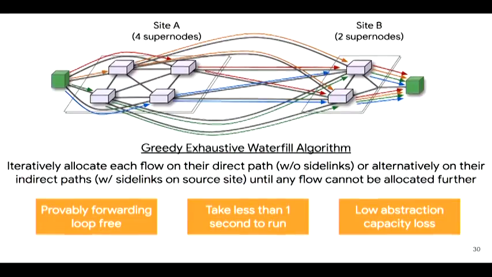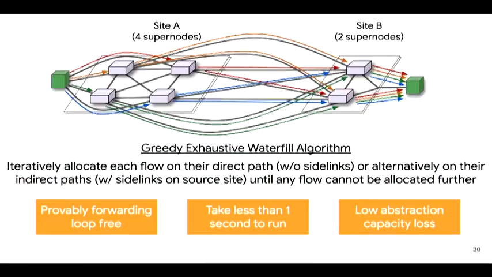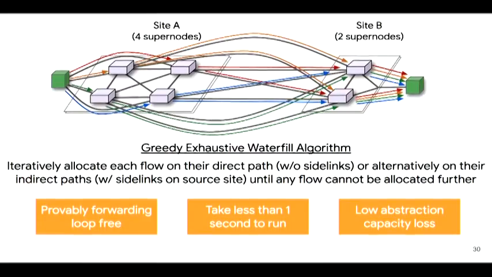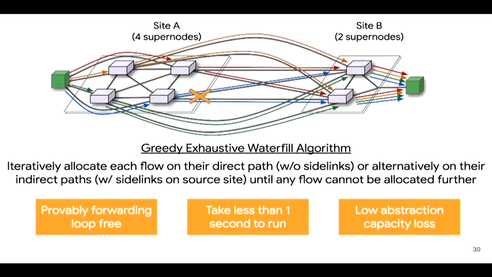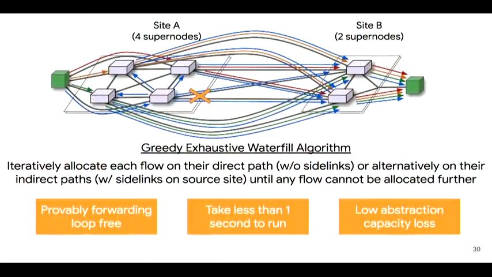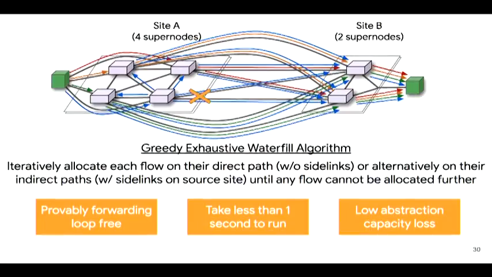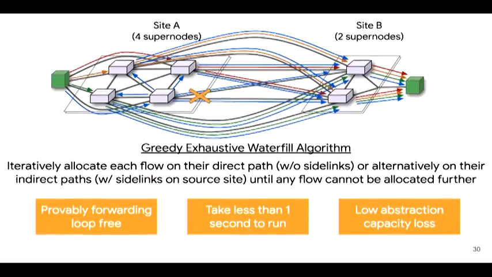We gradually ramp up each flow at the same pace, and if any flow gets bottlenecked, then it will next search for an indirect path. In this case, let's say the blue flow experiences a partial failure in the WAN connectivity. So it will start using the side links to load balance the traffic through the other supernodes towards the destination. And the algorithm will continue to run until no flow can find any further path to get more allocation.